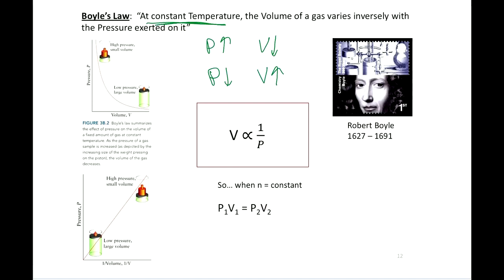So we can write this equation to talk about pressure and volume relationships between two states. N is constant, and I should add that T, temperature, is constant here too.